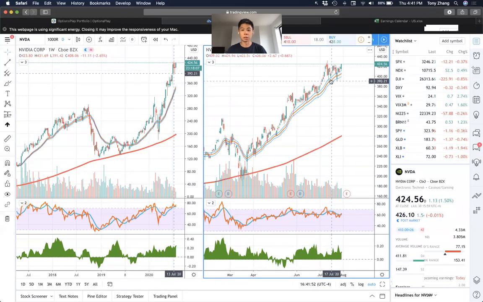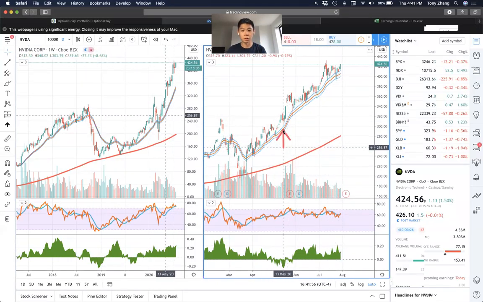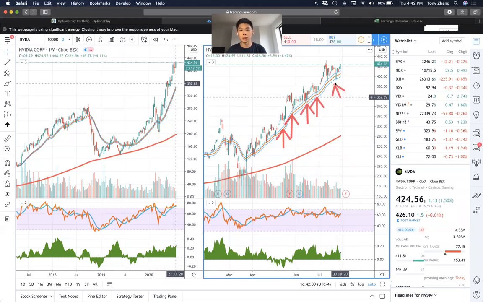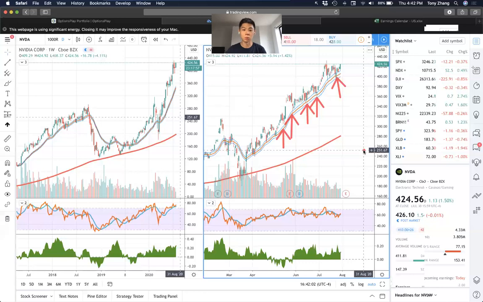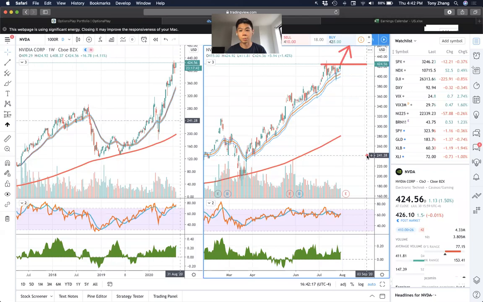NVIDIA just continues to climb. I don't know what to say about this much other than the fact that they make the best graphics chips in the world, and they continue to make the best graphics chips in the world. And even with Mac moving off of Intel into using their own chips, they're likely still going to use NVIDIA video cards. So look for this breakout here above 424.